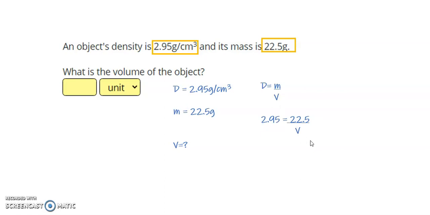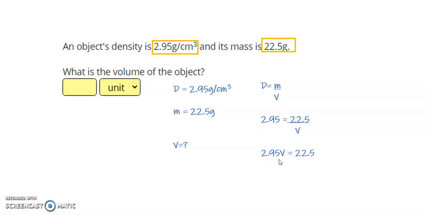To solve for an unknown or a variable in the denominator, you have to do 2 steps. There are several ways to approach this. The way I'm going to do it is I'm going to first get this guy out of the denominator. To do that, I multiply both sides by V. So then we have 2.95V equals 22.5. Heads up, if you multiply by 22.5, that doesn't actually solve your problem. It just makes this number bigger and this number bigger, and V is still in the bottom. But you can multiply both sides by V to get V out of the denominator.